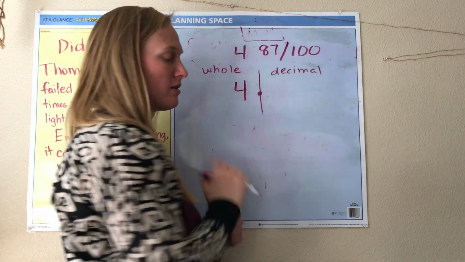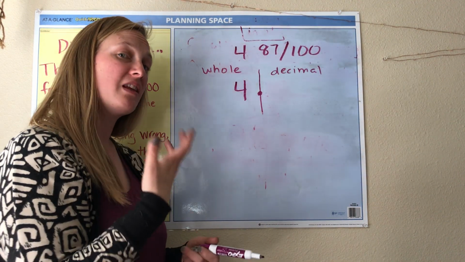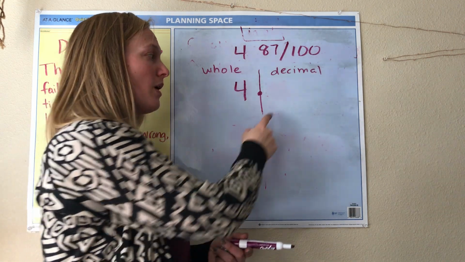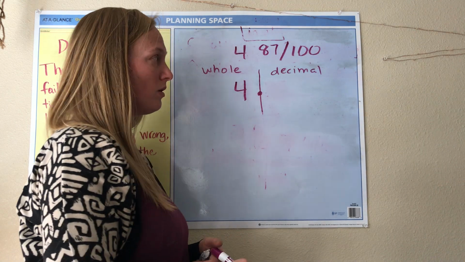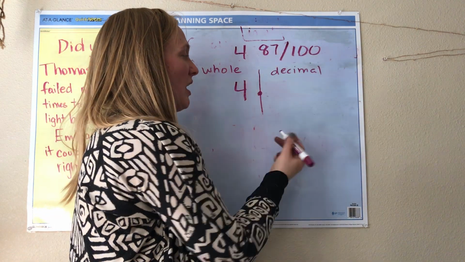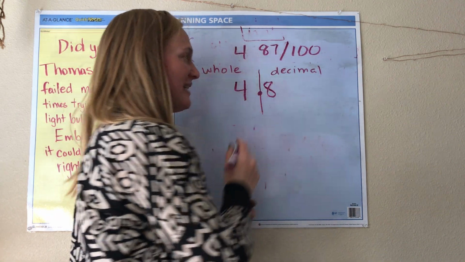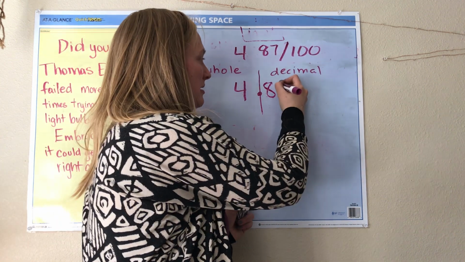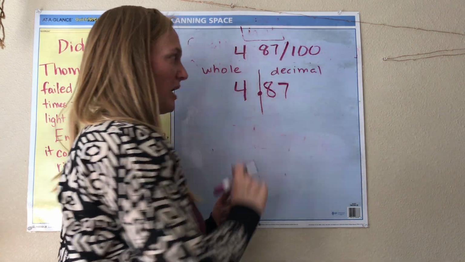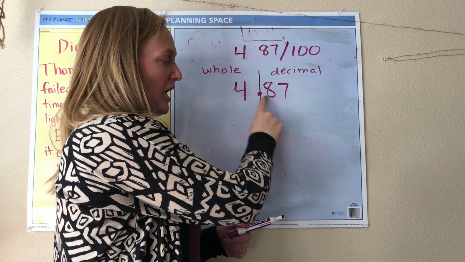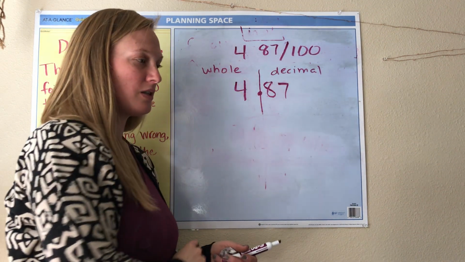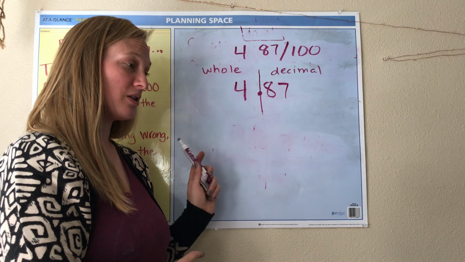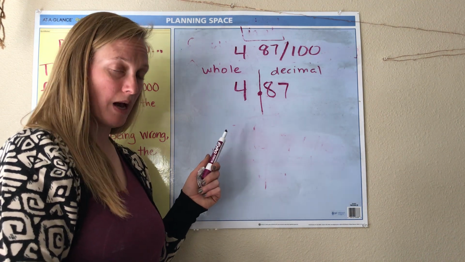87 hundredths. Again, make sure you're saying the fraction out loud so that you know where you need to put your 87 in which place value in your decimal. Okay? 87 hundredths. I'm going to put the 8 in the tenths place, the 7 in the hundredths place. 4 and 87 hundredths. That is the correct answer. That should be your answer to question number 6 in your answer box. Okay?